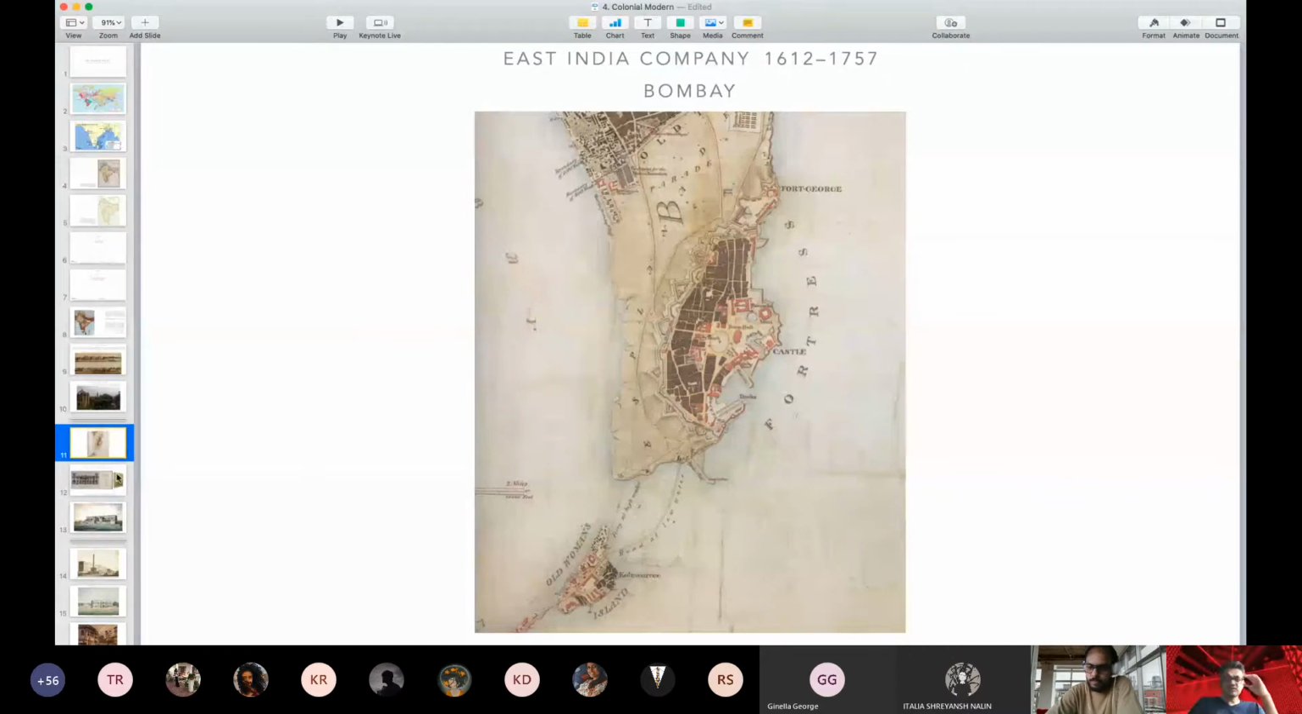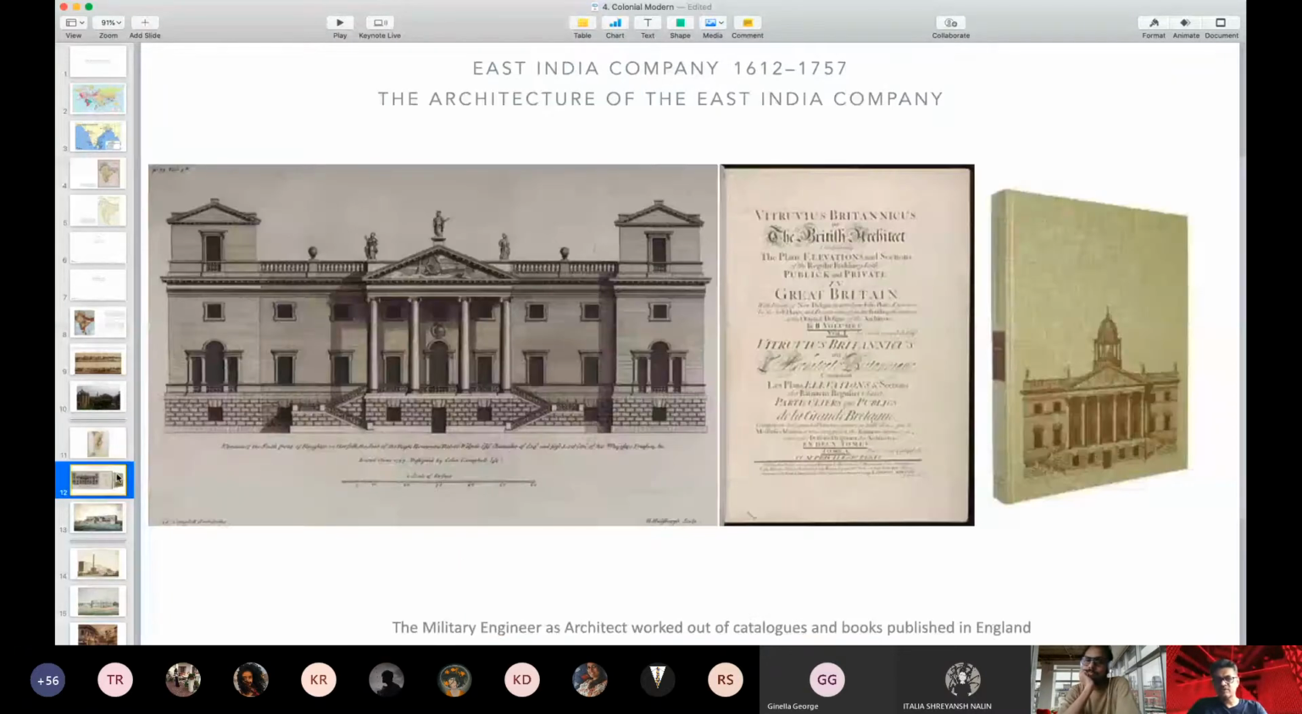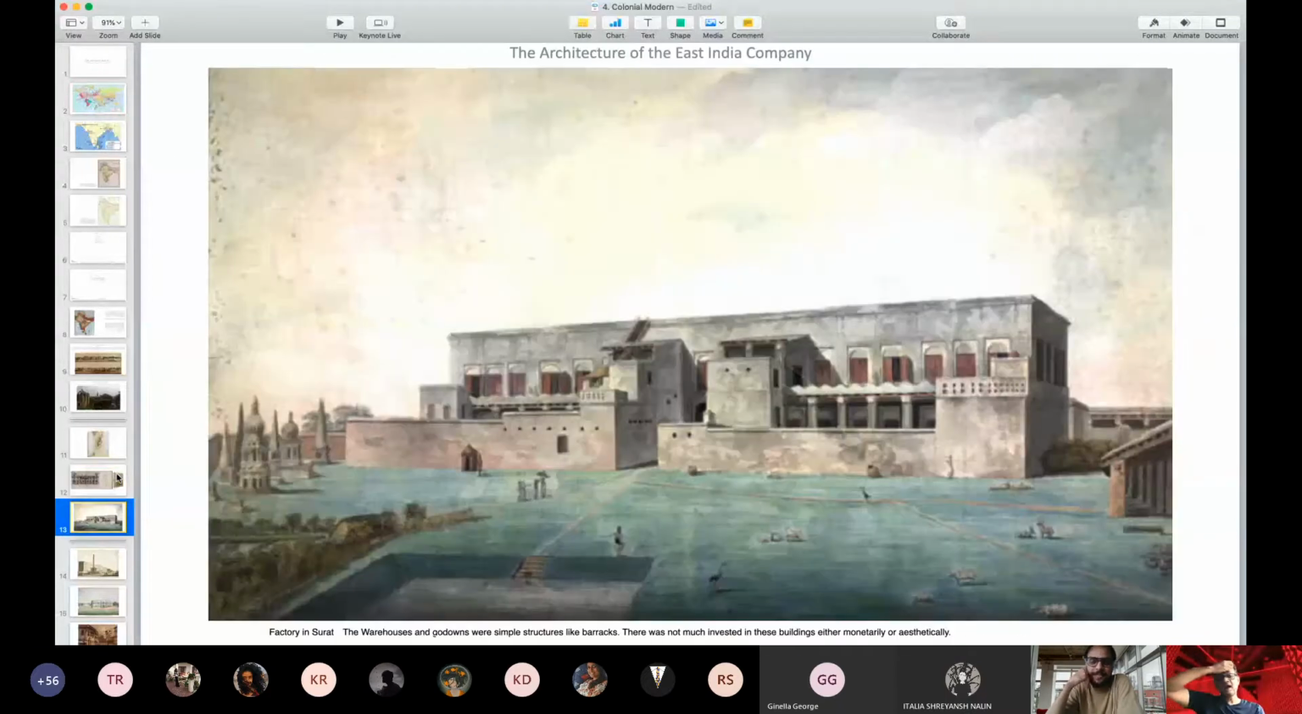In terms of the architecture built by the colony at that point, you didn't have architects designing most of these buildings. What you had were military engineers, and these military engineers used to carry books from Britain with model types, typical plans, and elevation types, and then they built these buildings in India directly from the manual. So that was the way buildings were built. It's also called Vitruvius Britannicus, this thing. Yeah, Vitruvius Britannicus. And those are the more fancy buildings.